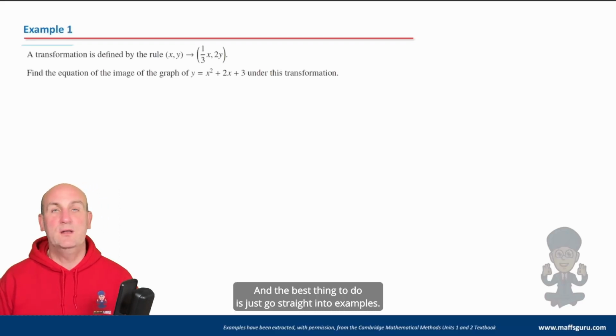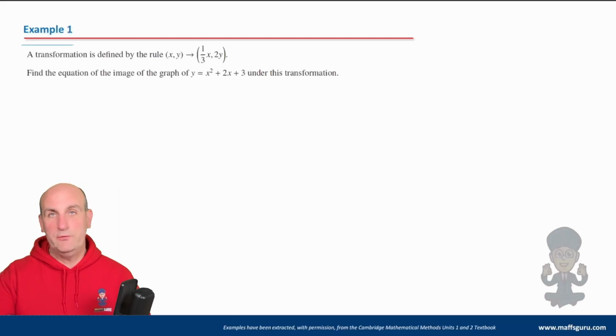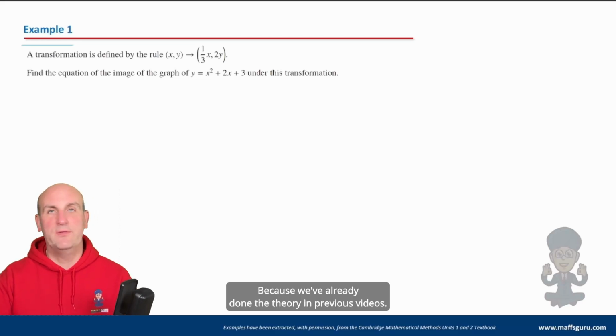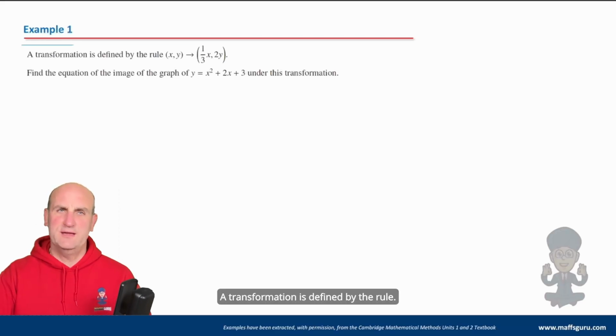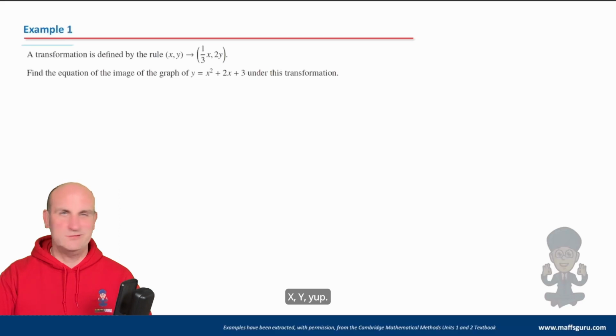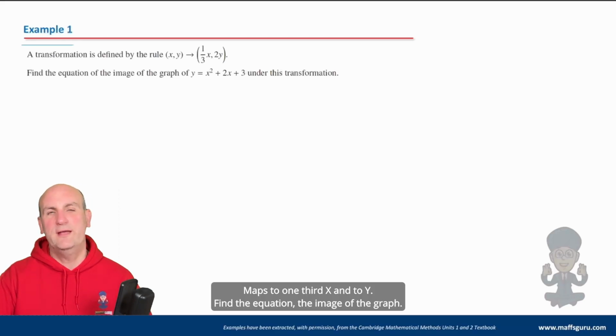Right, example 1. And the best thing to do is just go straight into examples. Why? Because we've already done the theory in previous videos. A transformation is defined by the rule (x, y) maps to (1/3 x, 2y).